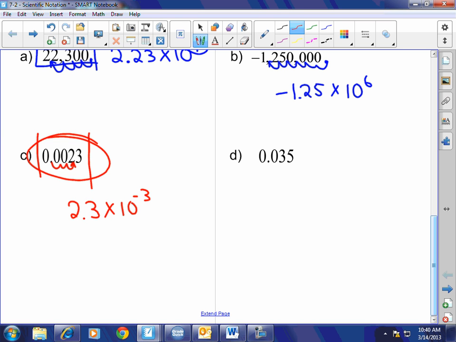So whenever the absolute value of a number is larger than 1, I add exponents. Whenever the absolute value of a number is less than 1, if it's a decimal, I subtract exponents.